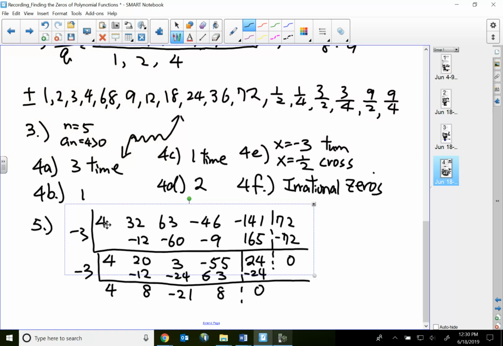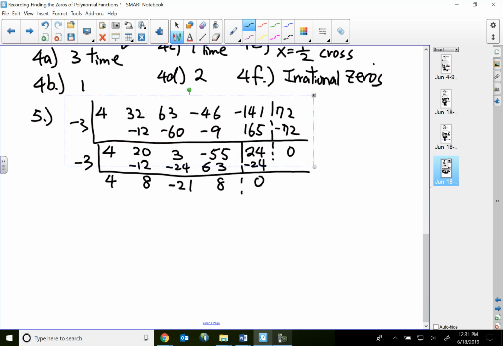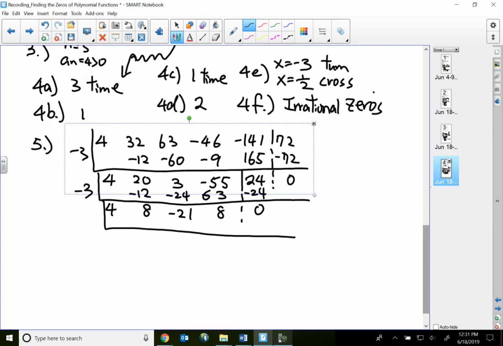The first 4 was 4x to the fifth, 4x to the fourth, 4x to the third. So now one more. That's why I need to do one more zero, which is a half. Half of 4 is 2. Add them up is 10. Half of 10 is 5. Add them up is 16. -16. Half of that is -8. Remainder is 0. So now this is actually 4x squared plus 10x minus 16.